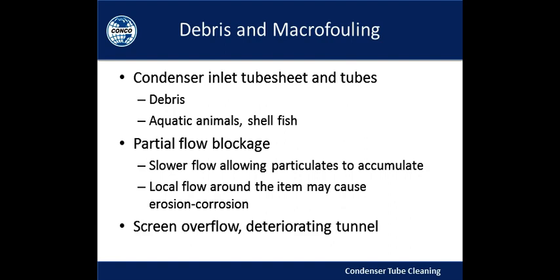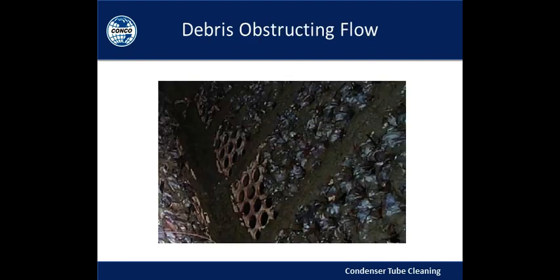So it's conceivable that even with the precautionary measures in place, like traveling screens and debris filters, there will be an accumulation of debris or macrofouling in the condenser. For seawater plants, the most common macrofouling is shells and sea life. Again, they're easily removed if you know what you're dealing with.